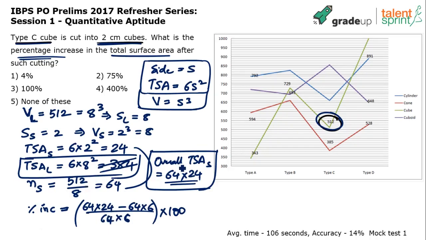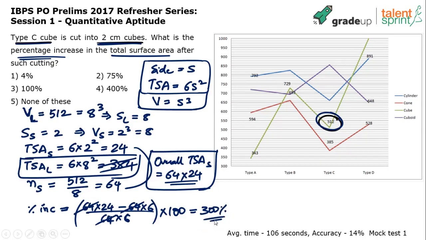Now 64 is common. See, again, this is smart. If you start multiplying 64 with 24 and then take the difference and all that, you will end up wasting a lot of your time. You should be smart enough to take common values, right? So that you can avoid lengthy calculations. So 64 gets cancelled. We are left with what? 24 minus 6 by 6 into 100. 24 minus 6 is 18. 18 by 6 is 3. 3 into 100 is 300%.